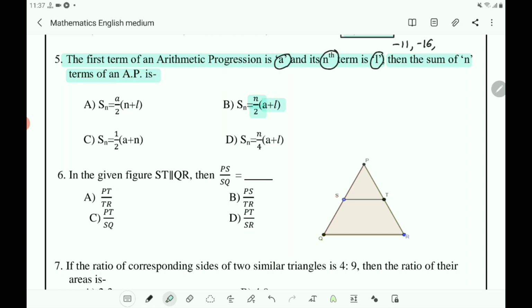If you know the formula, you can directly identify the answer. Children, try to learn all the formulae. So what is the answer for this? That is option B. Note down the answer, option B.